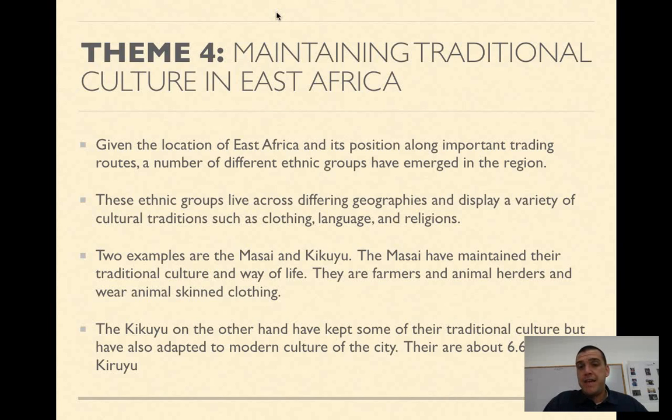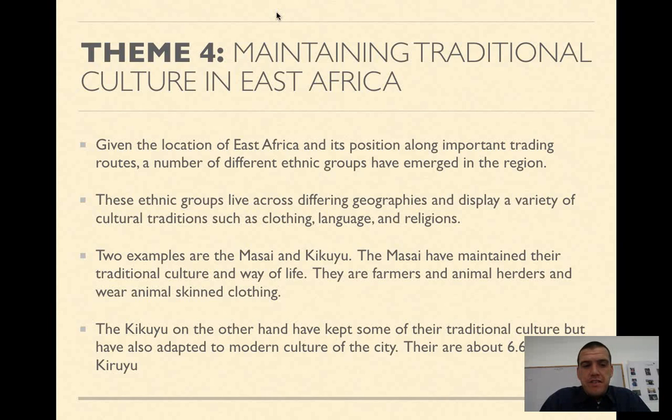The Maasai have maintained their traditional culture and way of life. So they are basically farmers and pastoralists that live in the grasslands of Kenya. And they wear things like animal skin clothing. They still live tribally out in faraway lands. However, on the other hand, an ethnic group in East Africa such as the Kikuyu have kept some of their traditional culture, but they have also adapted to the modern culture of city life, kind of. So there's a blending of culture there, and I'll show you some visuals in a minute.